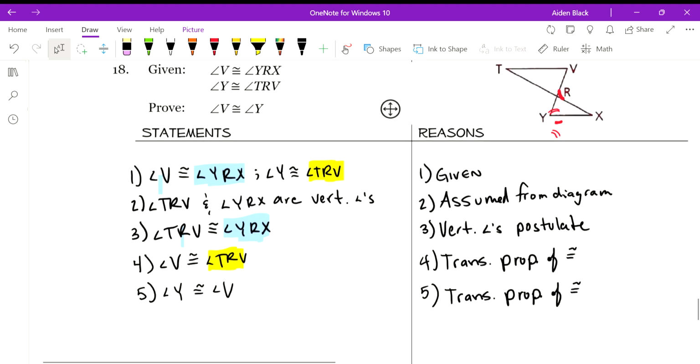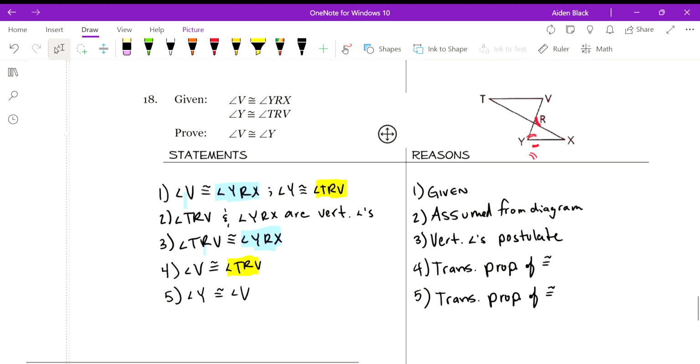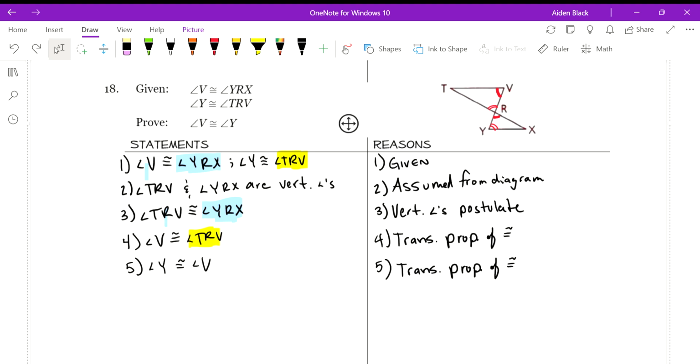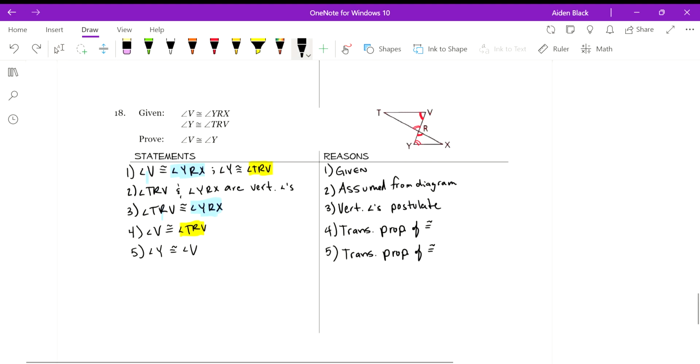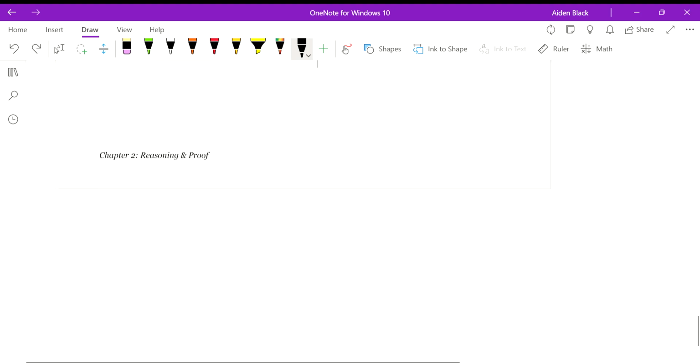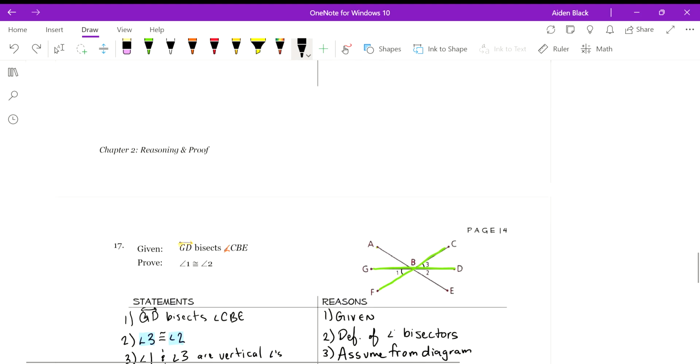Cool. So the goal is for you to see how to get from your givens to your proved statement using the definitions and properties we've learned.